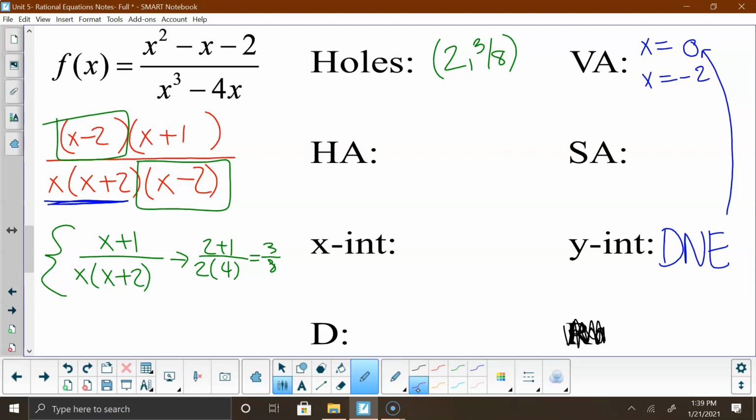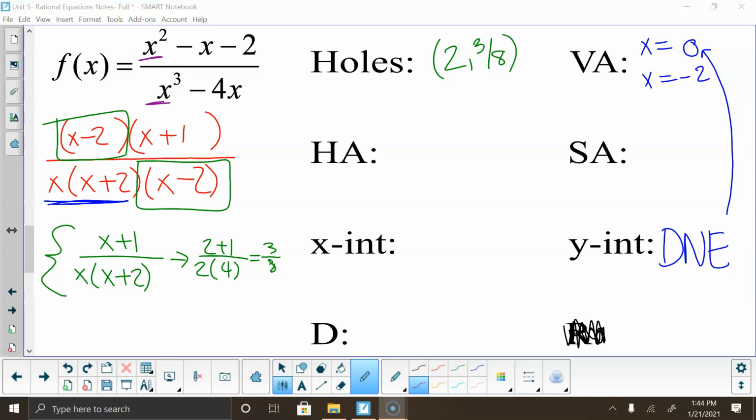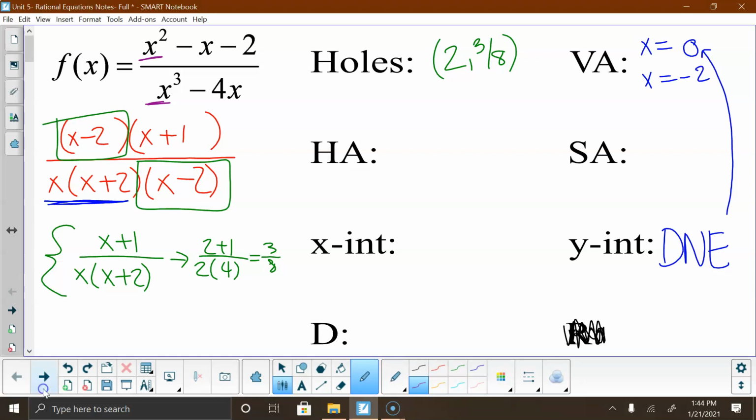Next, either a horizontal asymptote or a slant asymptote. So looking back at my original function, the degree up top, is that higher? Is the degree of my numerator larger, smaller, or equal to the degree on the denominator? Smaller. So we said if the numerator is smaller, I have a horizontal asymptote.